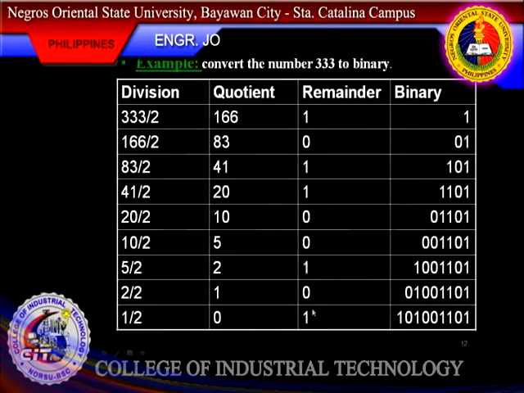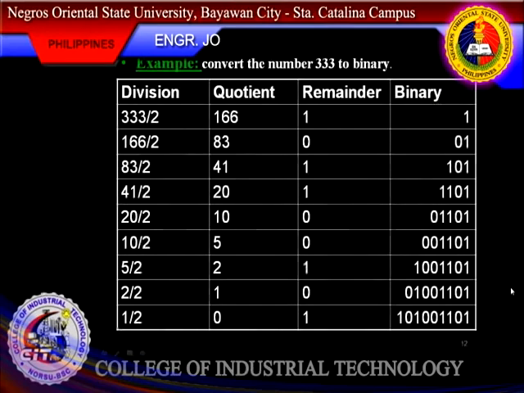Therefore, to read your binary number, read from bottom to top. That is 101001101.